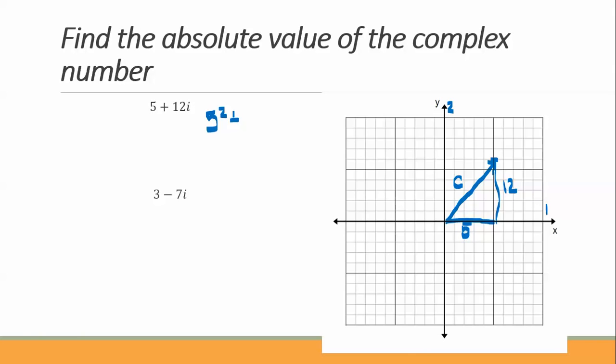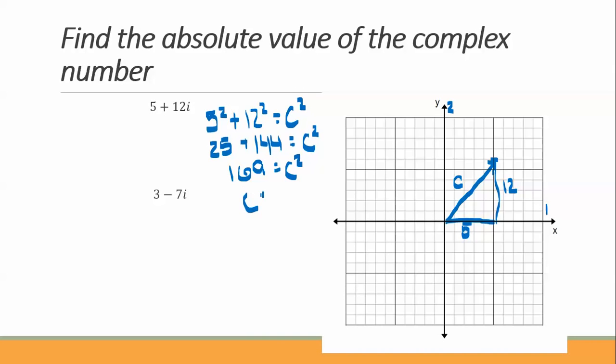So 5 squared plus 12 squared equals c squared. 25 plus 144 equals c squared. So 169 equals c squared. So c is equal to 13. 13 squared is 169. So the distance, or the absolute value of this number, so we can write it as the absolute value of 5 plus 12i is equal to 13.